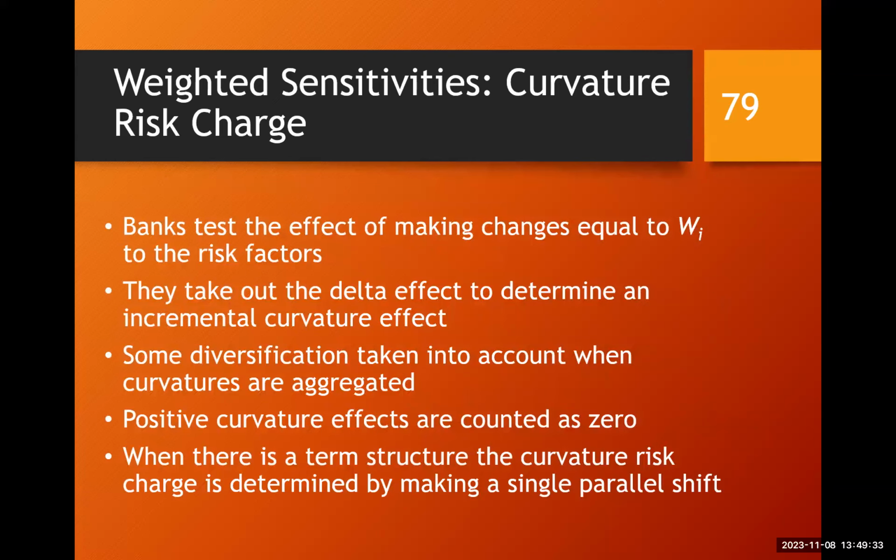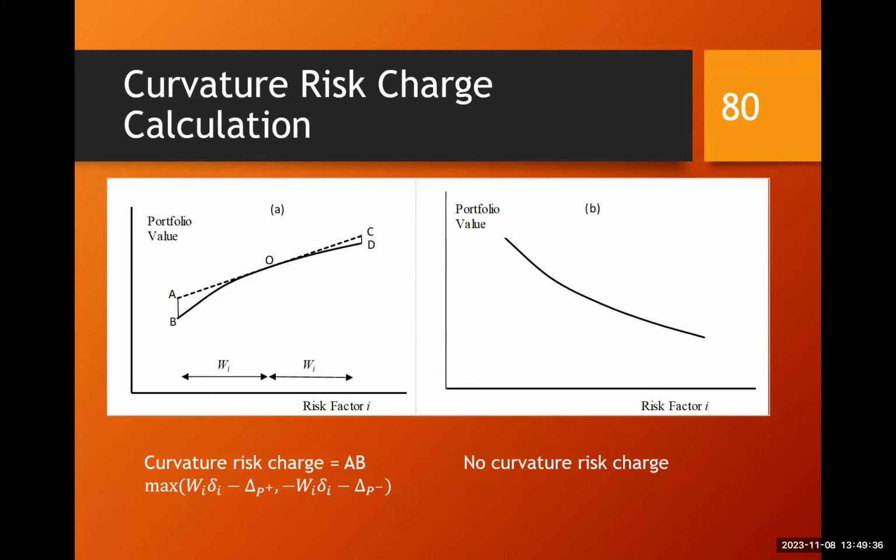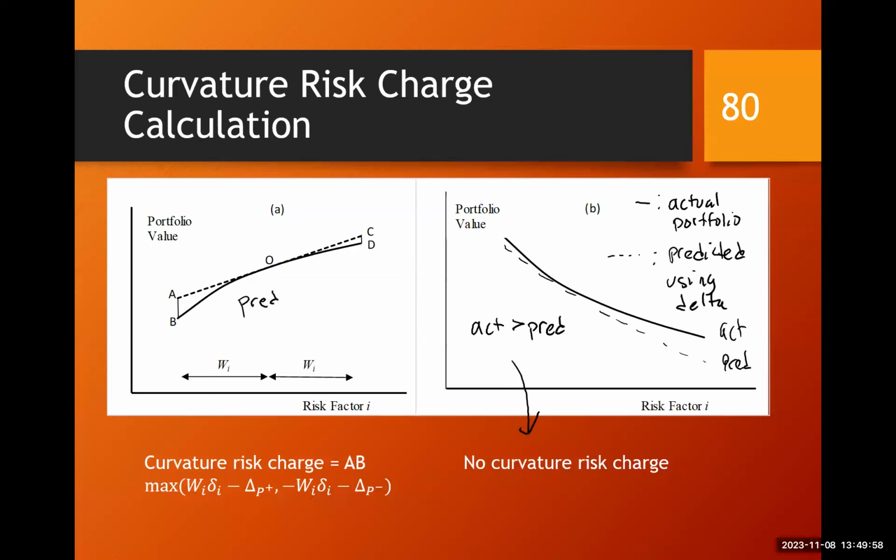And then there was a curvature charge that was applied. This was specifically done by subtracting off the weight for the ith risk from the portfolio and seeing how the portfolio value changes. Comparing the actual change to the linear approximation that would be done with just the delta component. If your actual portfolio value goes down by more than you expect, then that excess has to be included.